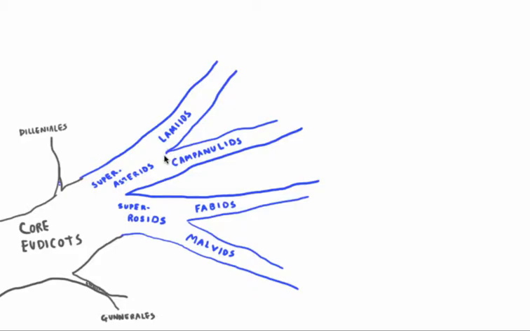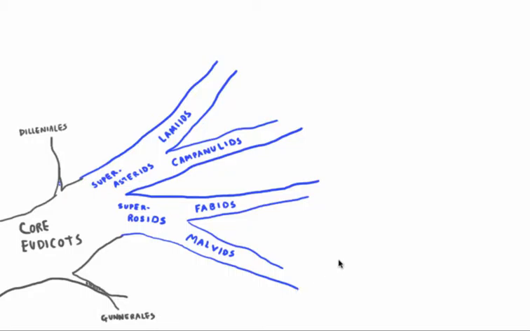Each of these limbs splits into two major branches again. The superasterids splits into the Lamiids, and this is the group that we're going to be following in this video, and the campanulids. And down here the superrosids will split into the fabids and the malvids. And we'll be getting to all these other ones. We'll be getting to the campanulids and the fabids and the malvids in a future video.